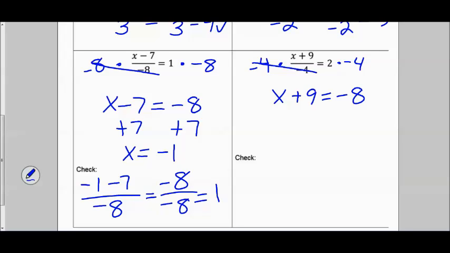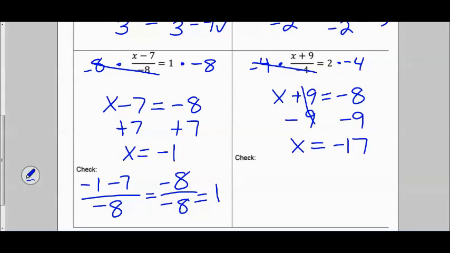Now I have a one-step equation. I have x plus 9 is equal to negative 8, and so we need to undo our constant to get rid of it. So instead of adding 9, we're going to subtract 9 from both sides. Positive 9 and negative 9 are going to cancel out, and we're going to be left with x. On the other side, negative 8 minus 9 is going to give me negative 17.